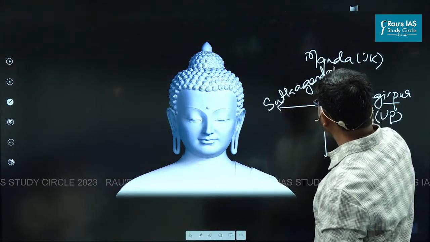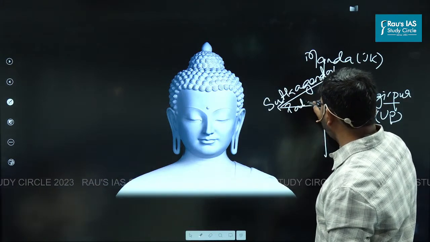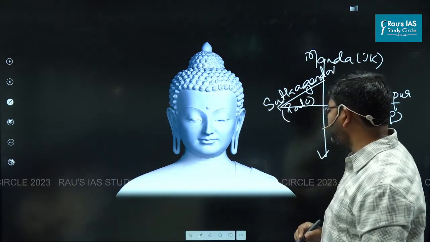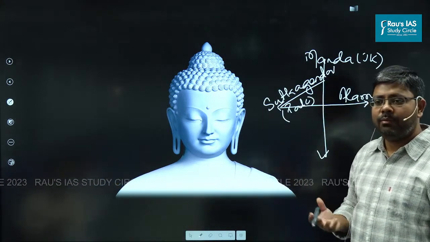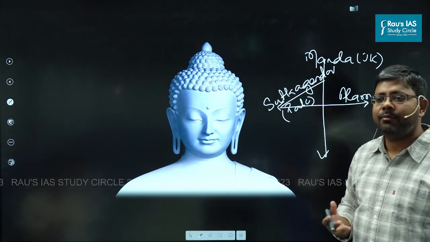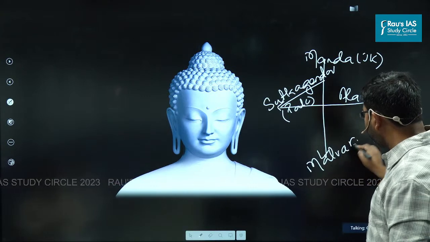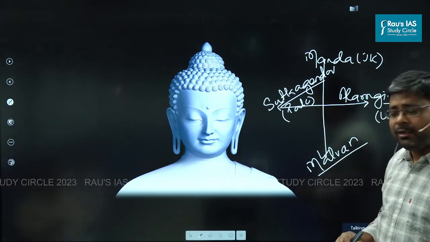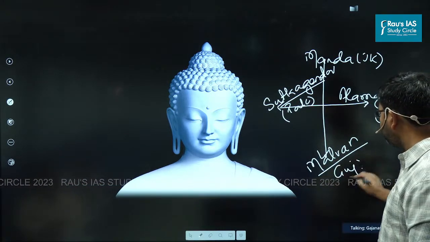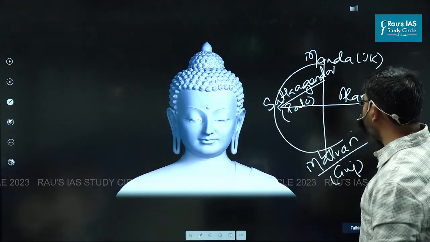Where is Sutkagendor? It is in Pakistan, on the southernmost side. Some of the books would say Daimabad, some would say Malwan in Gujarat. Correct? Malwan. I'm taking here Upinder Singh. Malwan in Gujarat would be considered the southernmost extent of the IVC.